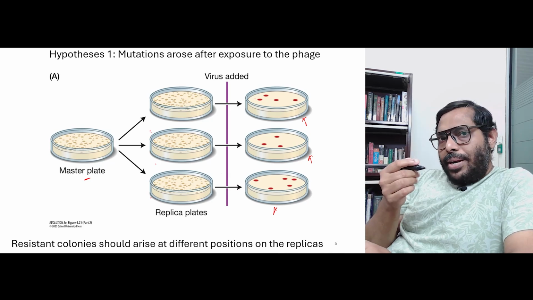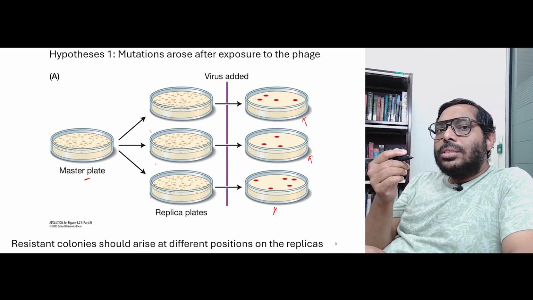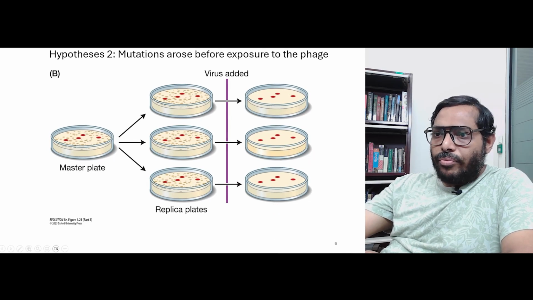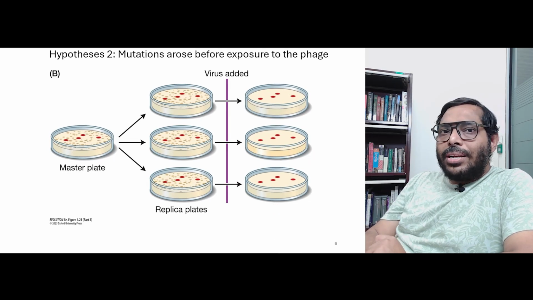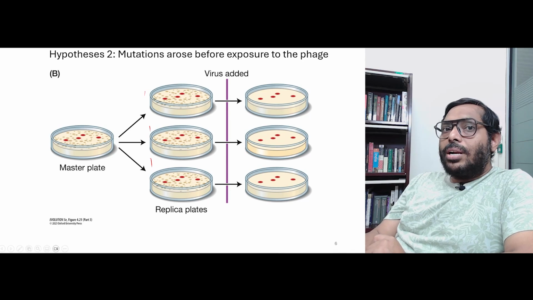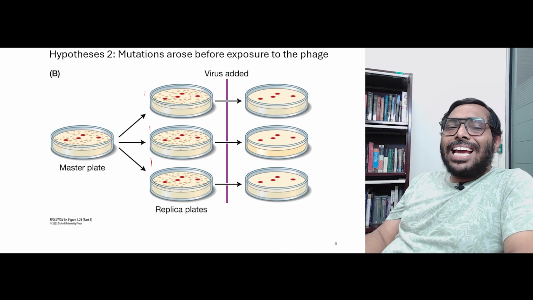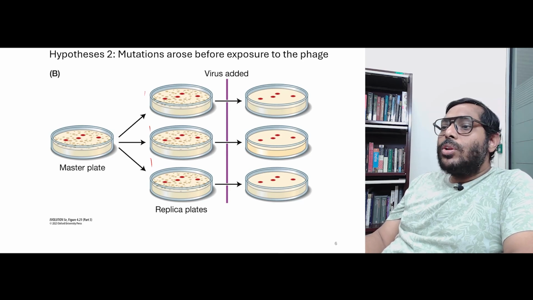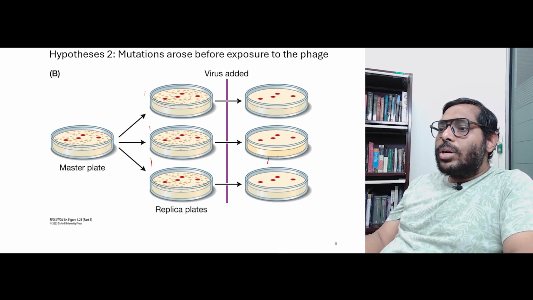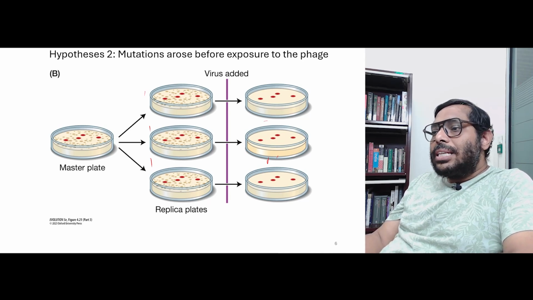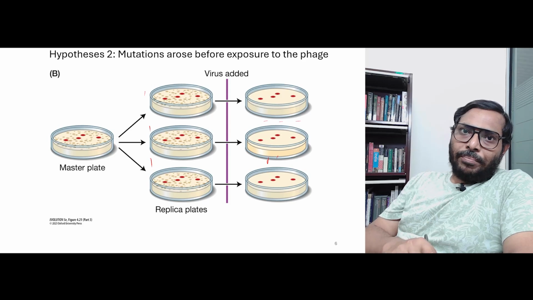Now what would have happened if the mutations arose prior to the exposure to the phage? If they have arisen prior to the exposure to the phage, then they are already there in the master plate, right? Now if they are already there in the master plate, then of course they are also already there on our replica plates. And more importantly, because the replica plate is spatially a copy of the master plate, they are exactly in the same position. And hence when you add the virus over here, then what is going to happen? All the resistant colonies are going to be found at the same position on all the replica plates, right?